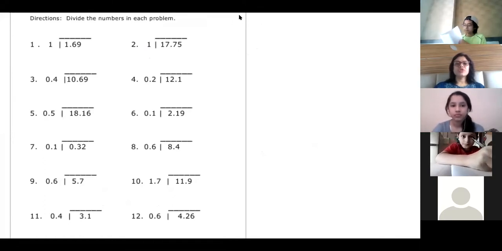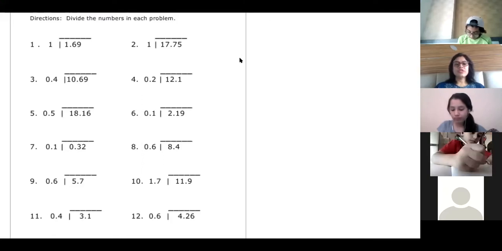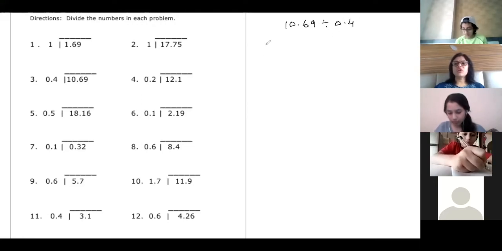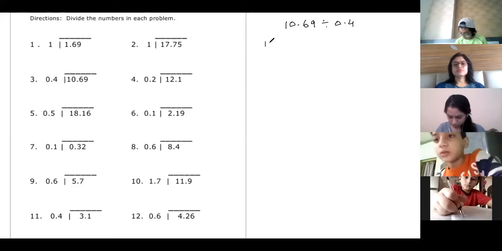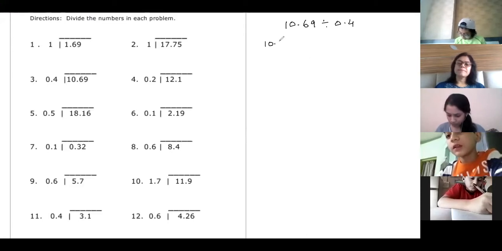Third question is 10.69 divided by 0.4. Now what will I do? Muhammadi, tell me what will be my first step? Ma'am, you will have to put it in the form of a fraction. Tell me what will be the fraction. First is 10.69 upon 0.4.